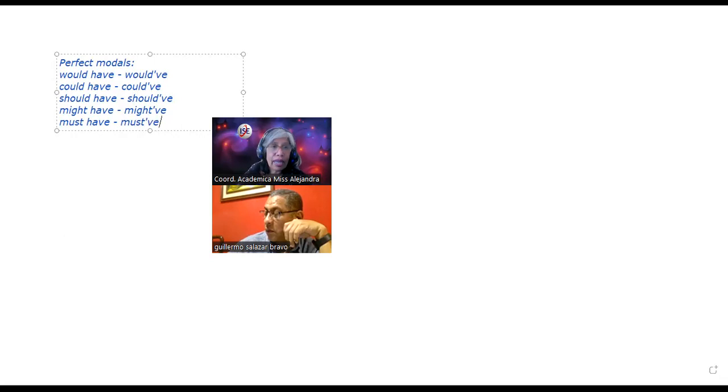Okay, if I want to make it negative, I make negative the modal. So wouldn't have, couldn't have, shouldn't have, might not have, and mustn't have. And they indicate the same as the modal, but in past tense. Okay? Indicate the past tense of each modal. So if we talk about a possibility in the past, we use might have.